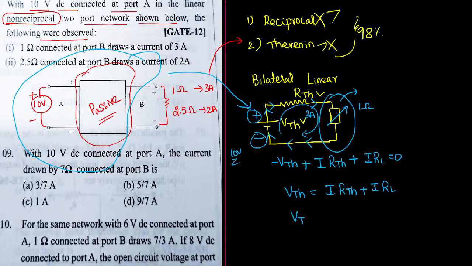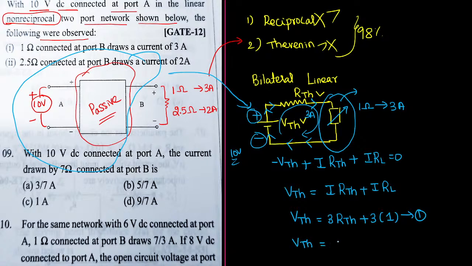So in the first case, when 10 V is given at the input, the current flowing is 3 amperes. When we connect a 1 ohm resistor at the output port, the current flowing through the circuit is 3 amperes. So it will be 3 times RTH plus 3 times the load resistance, which is 1. First equation. Yes. Let us treat this as equation number 1. Now take the second one. Again, once again.